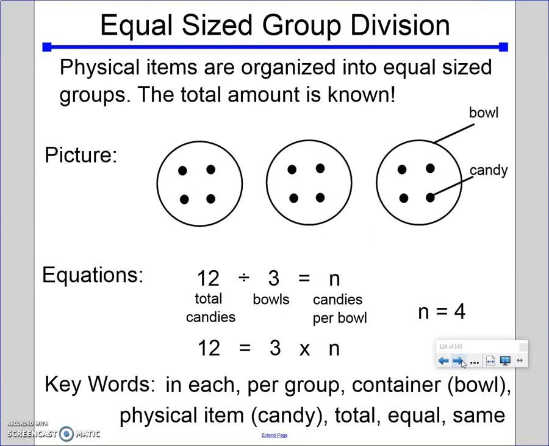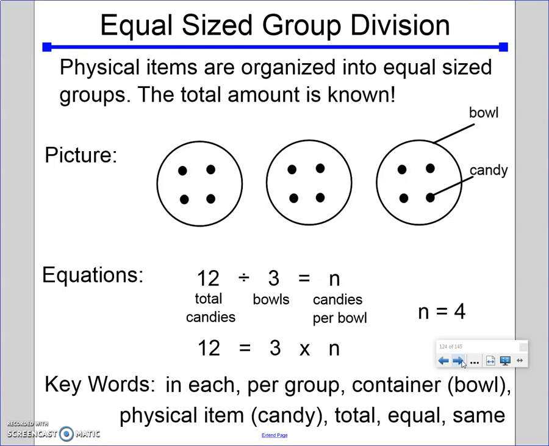Equal-sized group division is a problem where physical items are organized into equal-sized groups. In an equal-sized group division problem, the total number of physical items is known, and you're trying to find either how many items are in each group or how many groups there are. When we draw a picture for an equal-sized group problem, we draw, well, equal-sized groups. We draw the containers as circles and the physical items as dots in the circles.